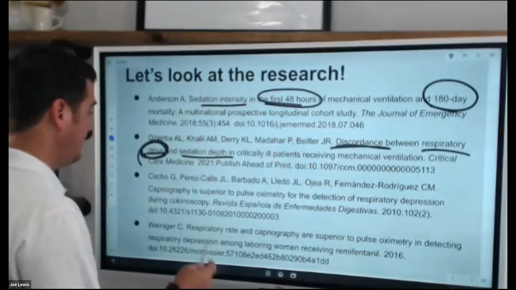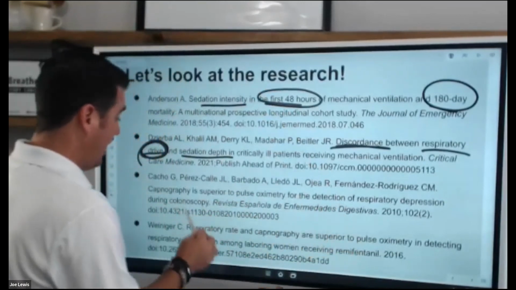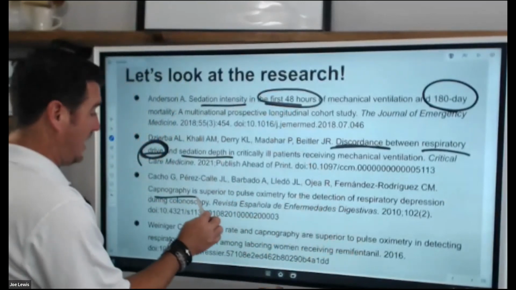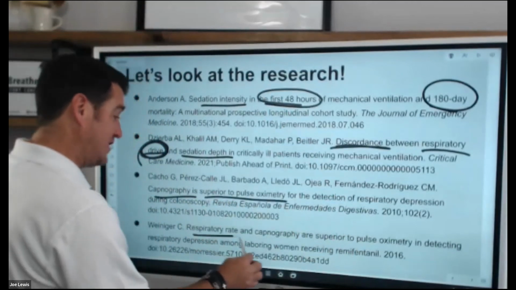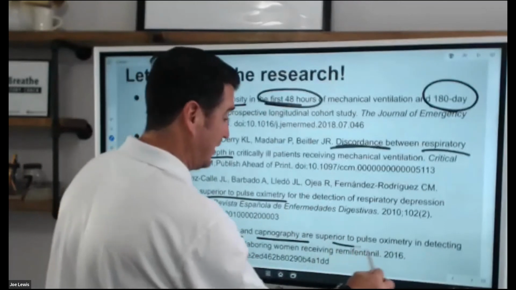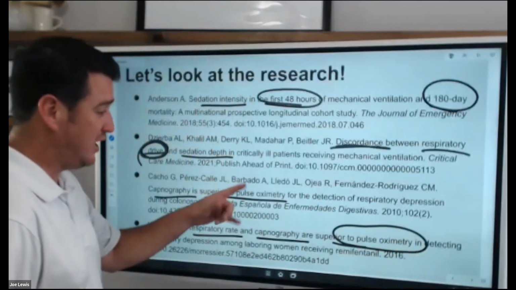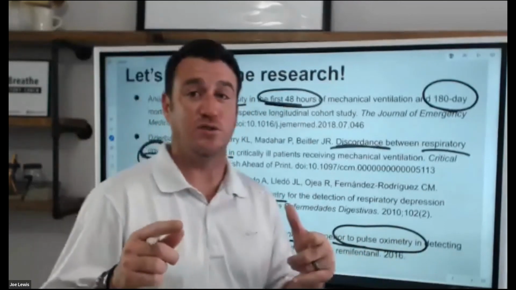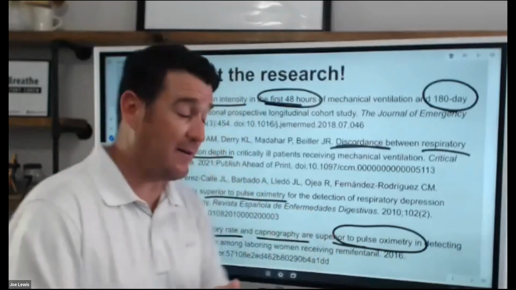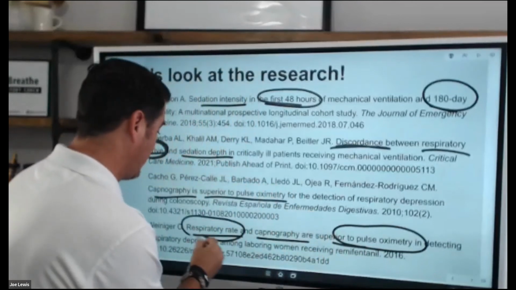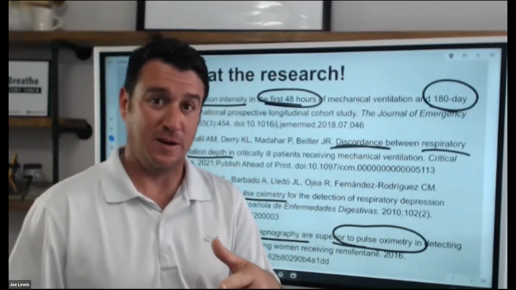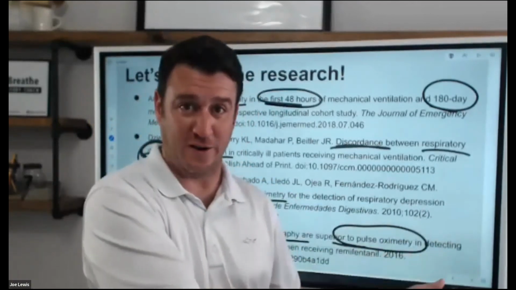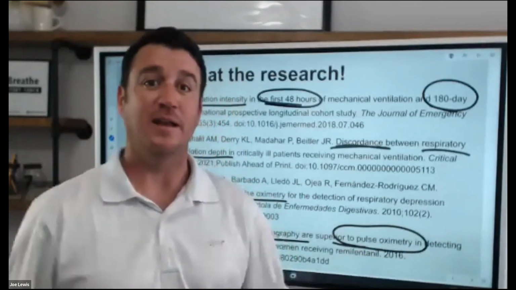That's interesting to me. The next two here talk about capnography being superior to pulse oximetry. This one here is respiratory rate and capnography being superior to pulse oximetry. So two studies here that talk about the use of capnography, and then a novel concept here, actually counting a respiratory rate, is a better indicator of impending ventilatory failure and hypoventilation than pulse oximetry.